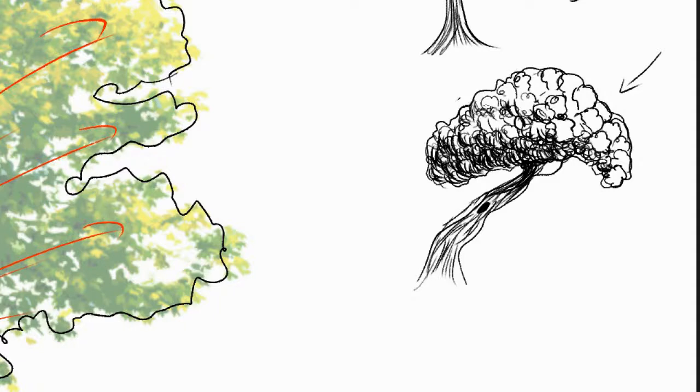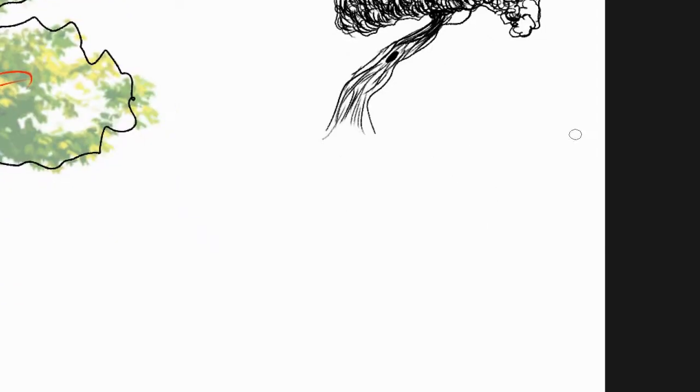So as you can see, I'm creating those kind of rounded cross-hatching to replicate the form of the leaves.